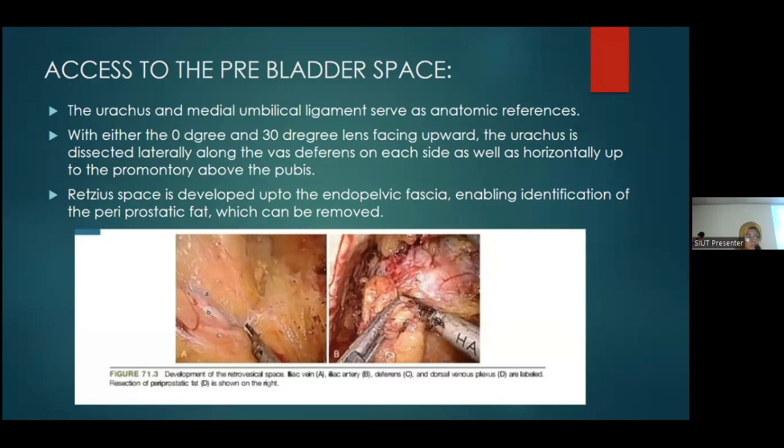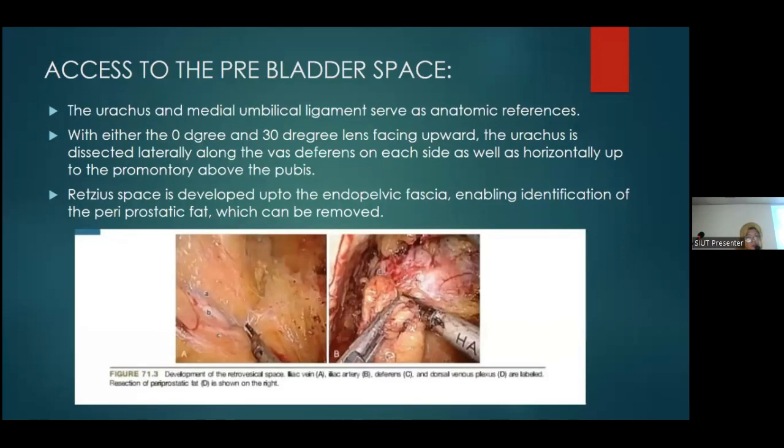The urachus is dissected laterally along the vas deferens on each side, as well as horizontally up to the promontory above the pubis. Retzius's space is developed up to the endopelvic fascia, enabling identification of the periprostatic fat, which can be removed.